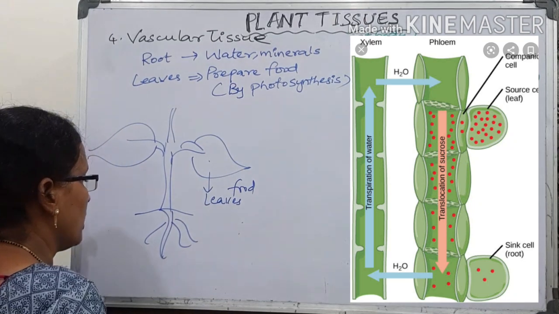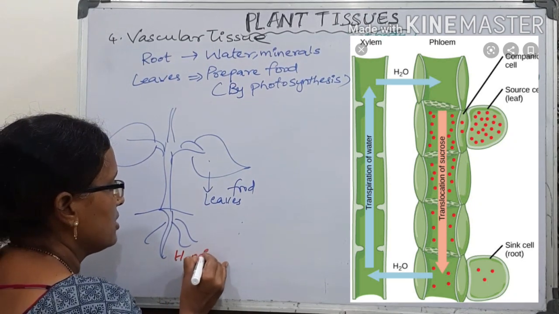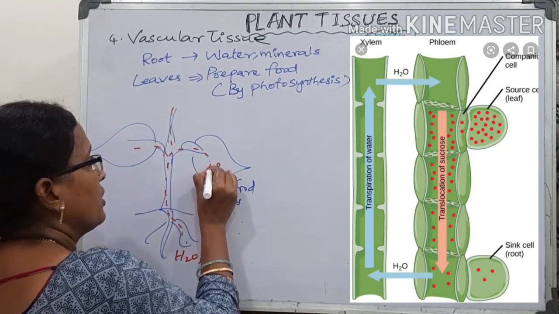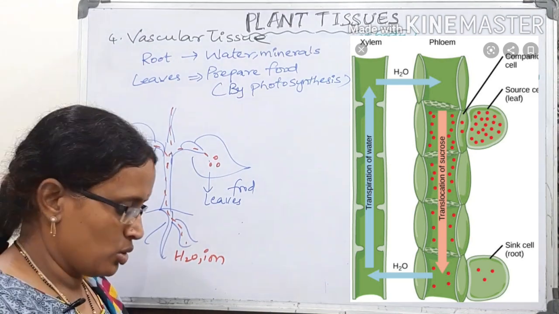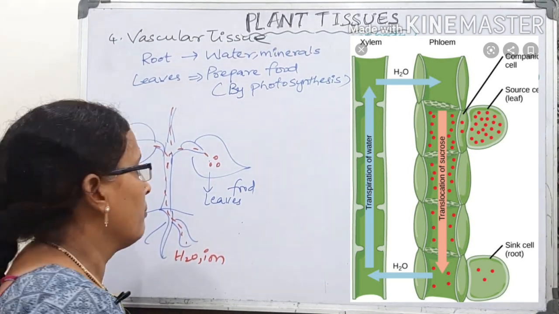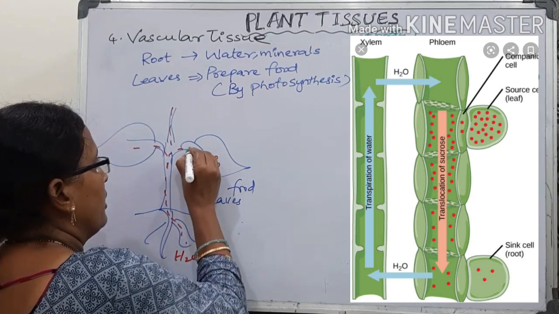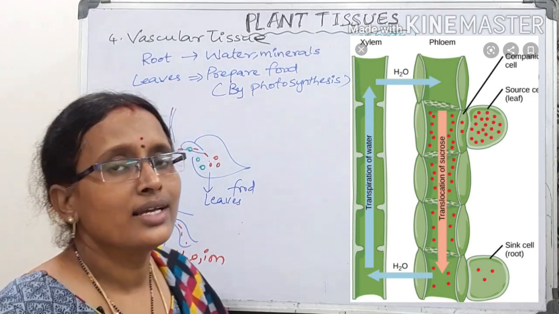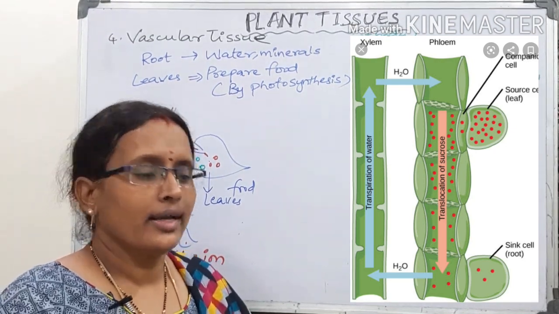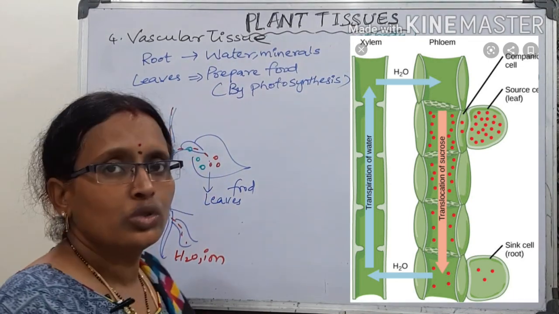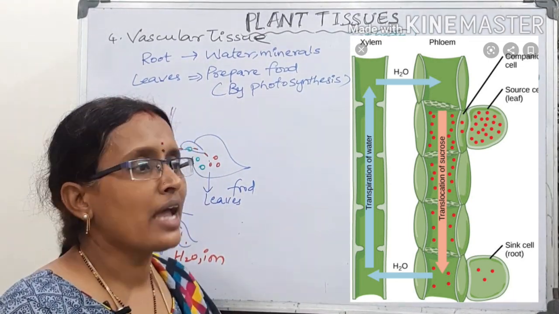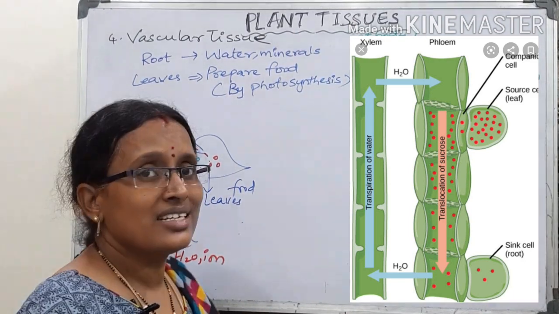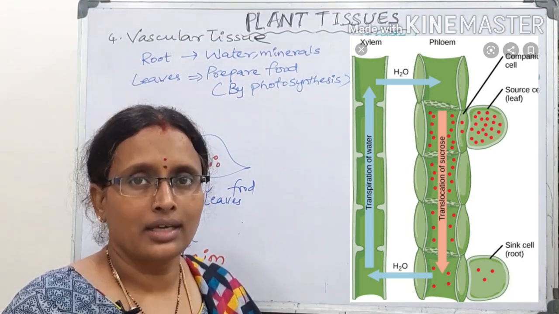Whatever the root collects, the water and ions, they move to the uppermost parts. Food is prepared by the plants, and it is required by all the parts of the plant for their development and energy. So food is transported to all the parts, and the water and ions too move throughout the plant. So how does this take place? A special type of structures are there in the plants.